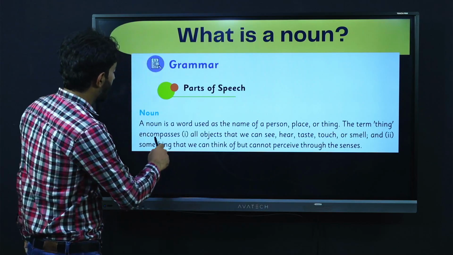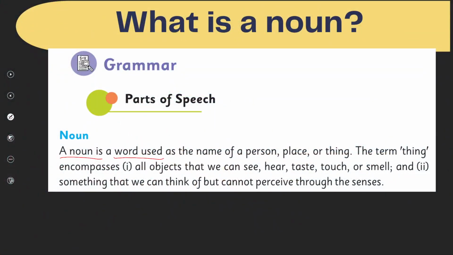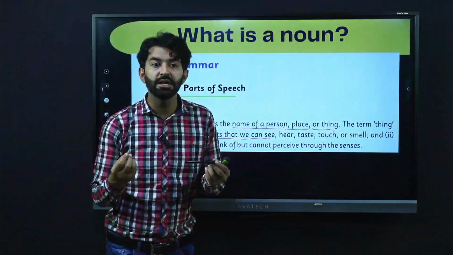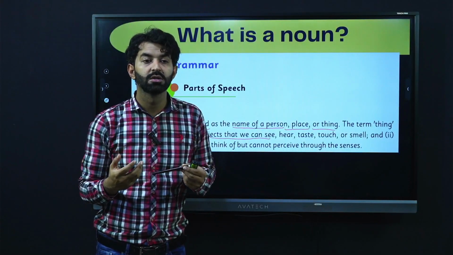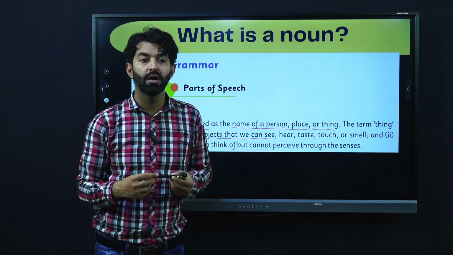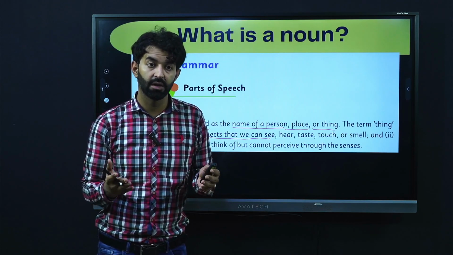A noun is a word used as the name of a person or place or thing. The term thing, now, what does thing include? Objects, and all these objects that we can see, hear, touch, taste, they are our things in noun.